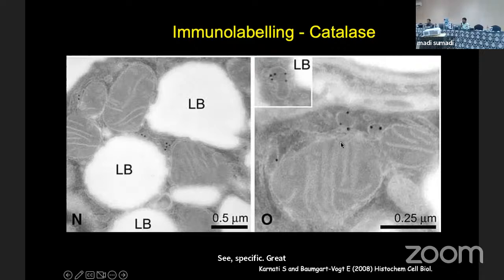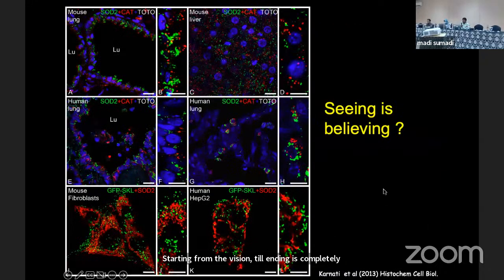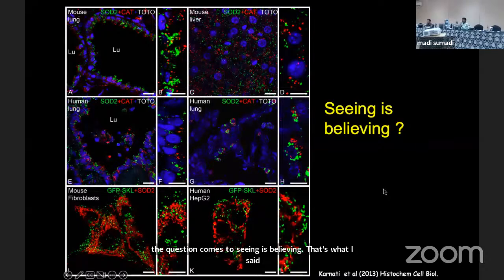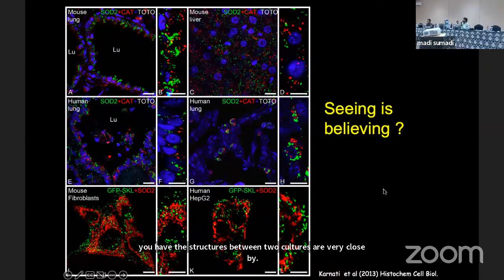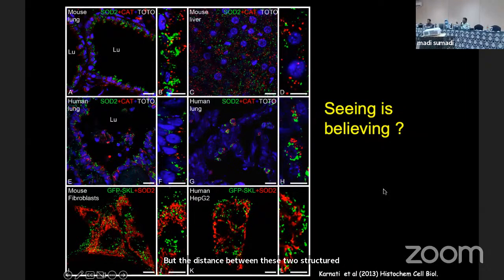This protocol and procedure, starting from the perfusion till the end, is completely different from what you usually do. The question comes: seeing is believing. That's what I said before already. If two structures are very close by, and the distance between them is less than 150 nanometers, you see them as one. And that often occurs in microscopy.